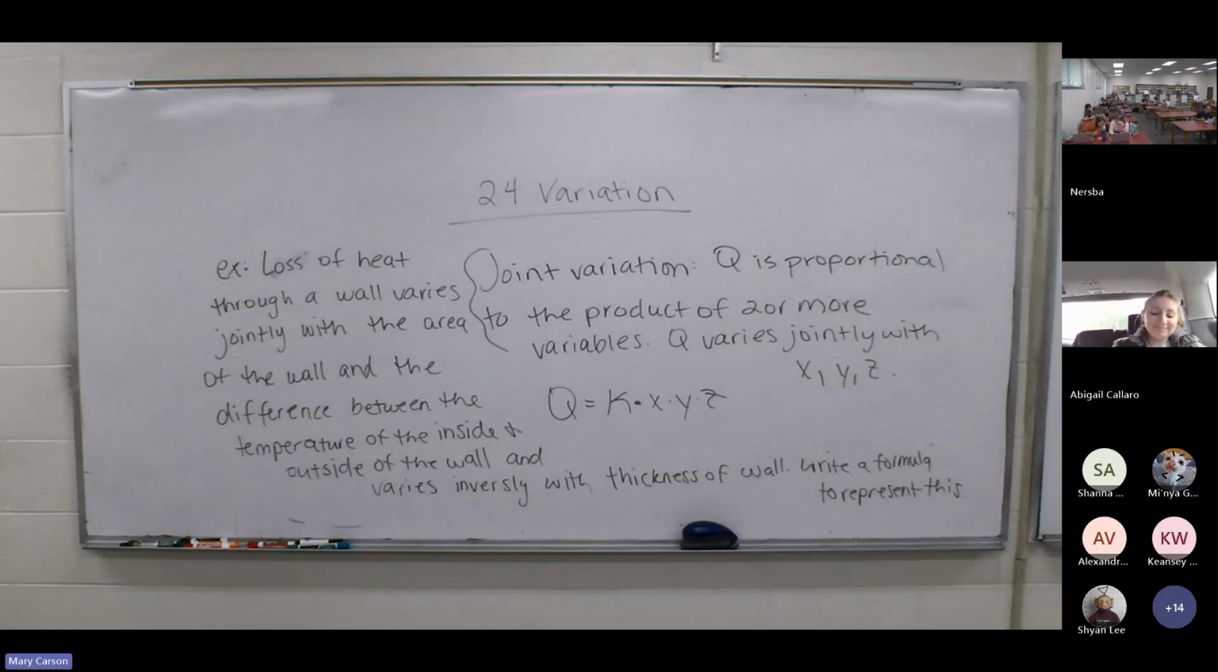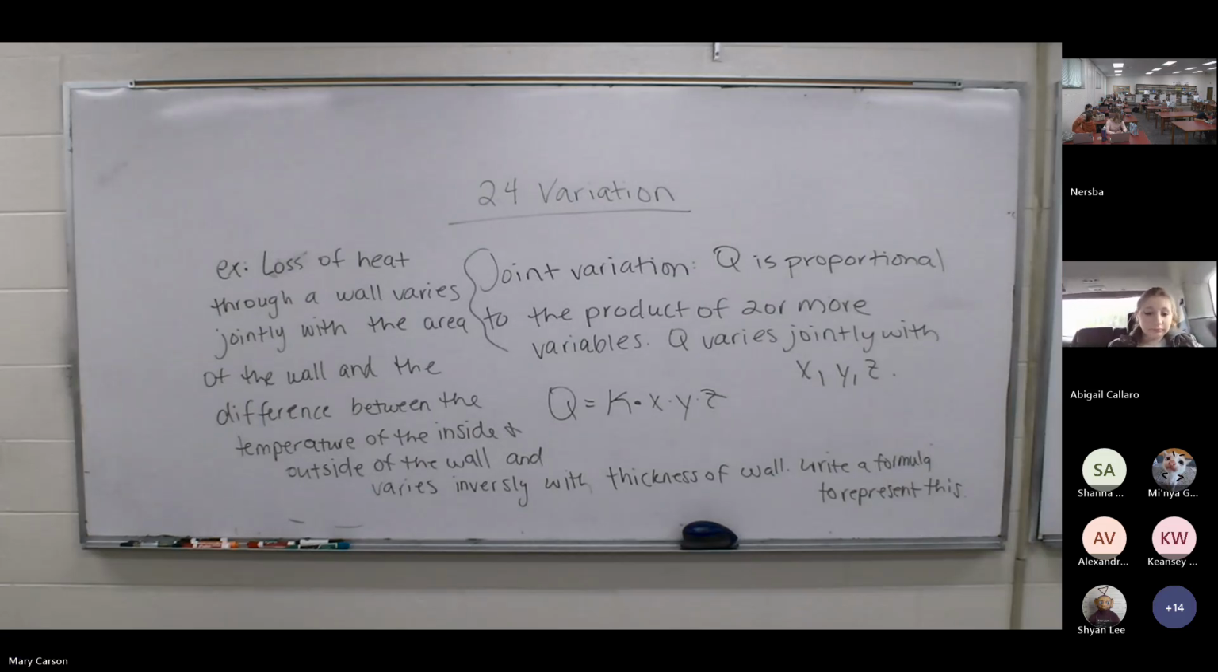All right, guys, focus on the board, please. Loss of heat through a wall varies jointly with the area of the wall and the difference between the temperature of the inside and outside of the wall, and varies inversely with the thickness of the wall. I didn't give any variables on this question, but I want you to be able to write a formula to represent this. So your formula may look a little different than Casey's formula, or Deanna's formula, depending on what variables you use to represent the things in the problem.